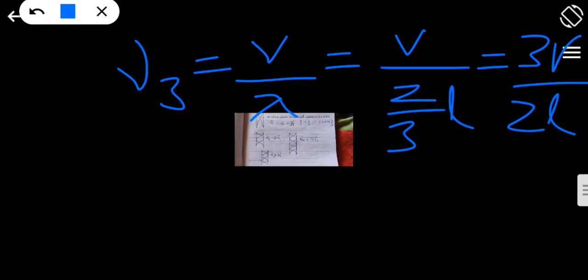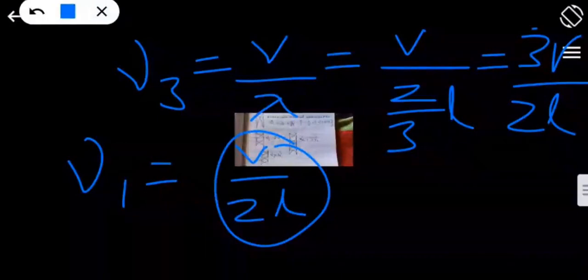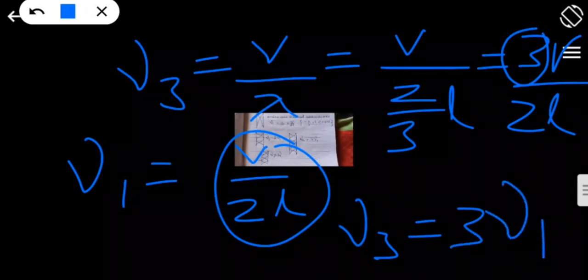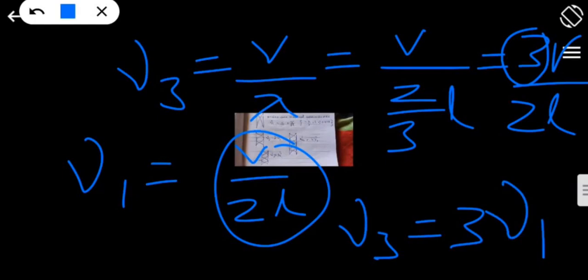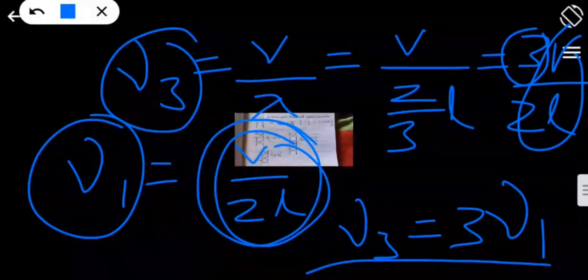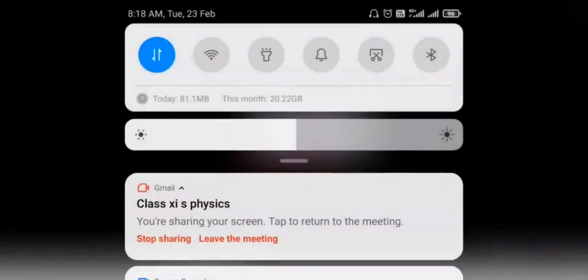So remember, what was my nu1? The first harmonic, V by 2L, and here you are getting thrice of V by 2L. So I can write nu3 is 3 times nu1, because V by 2L is nu1. Similarly, for the fourth harmonic you will achieve the same pattern: nu4 is equal to 4 times nu1. If you calculate, you will get the result.